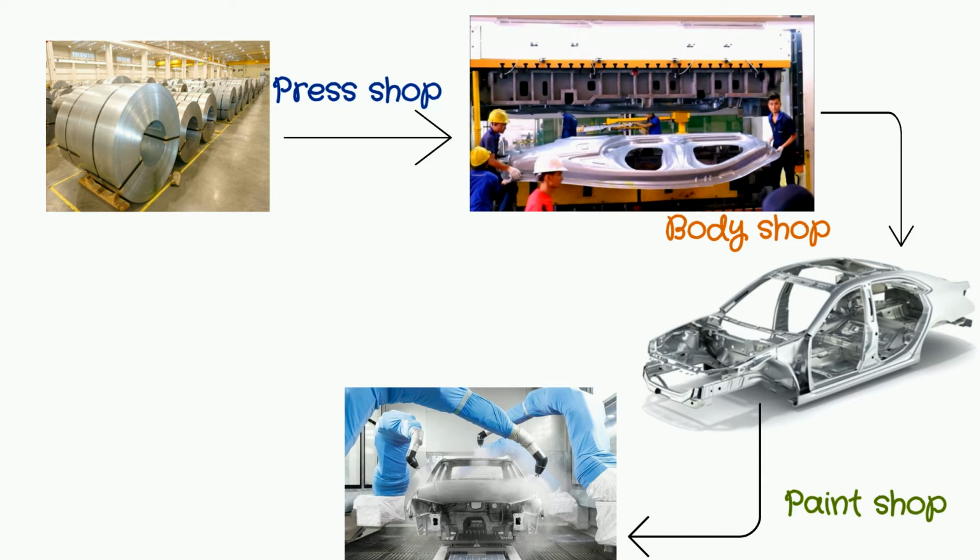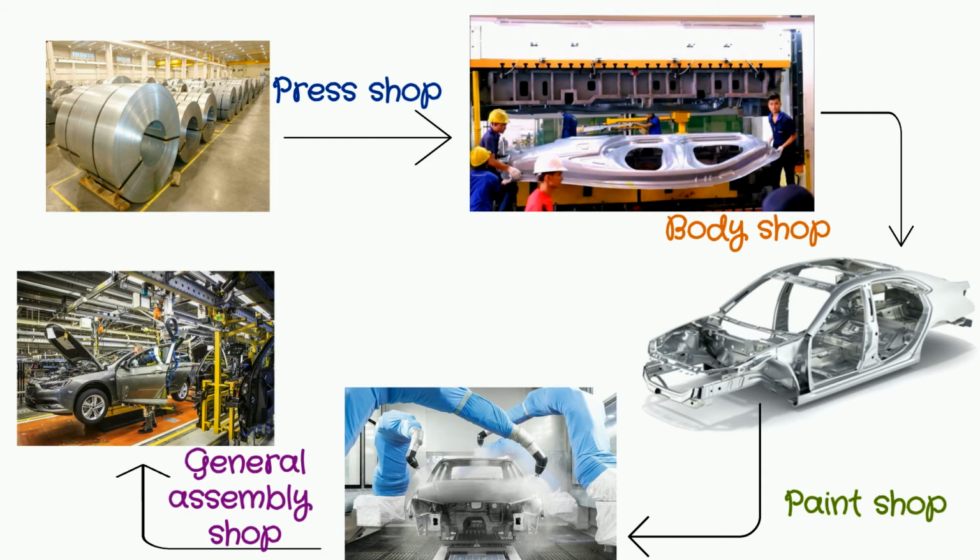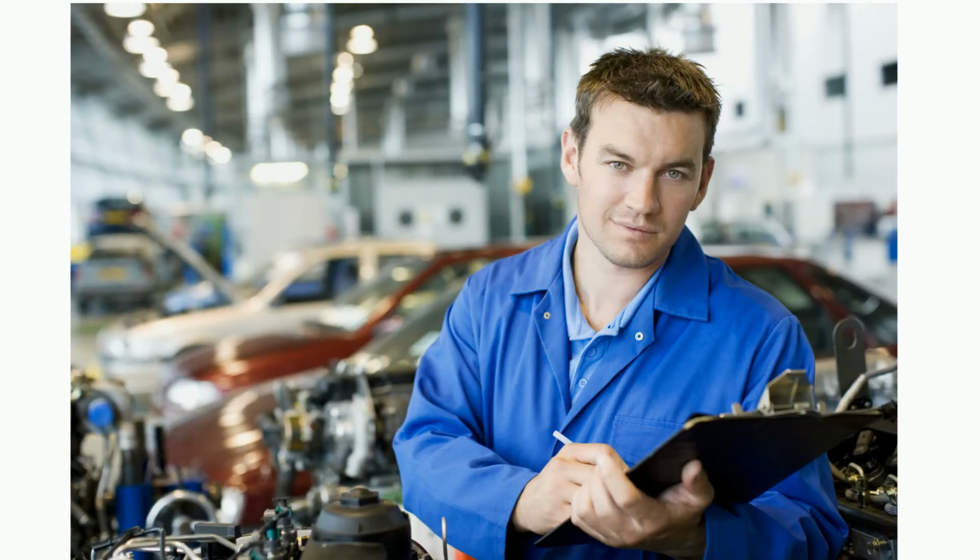Finally, the painted car body gets into a general assembly shop where all the parts ranging from the engine to the car seat are fitted together to build the car. It is then sent for testing. The proportion of human work as opposed to machines increases gradually as we go down from the press shop to the general assembly shop. Imagine if you were the operations manager of an automobile manufacturing company.